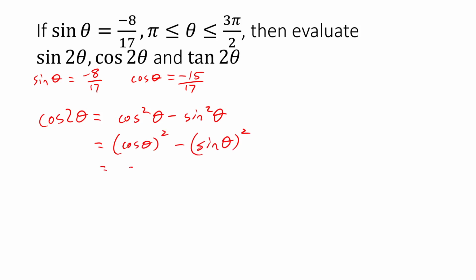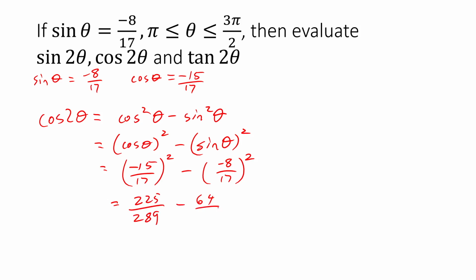Now, cos theta is negative 15 over 17, so we're going to square that quantity, and sine theta is equal to negative 8 over 17. We're going to square that quantity. So what we end up with is 225 over 289 minus 64 over 289, which is equal to 161 over 289. So we have a value for cos of 2 theta.